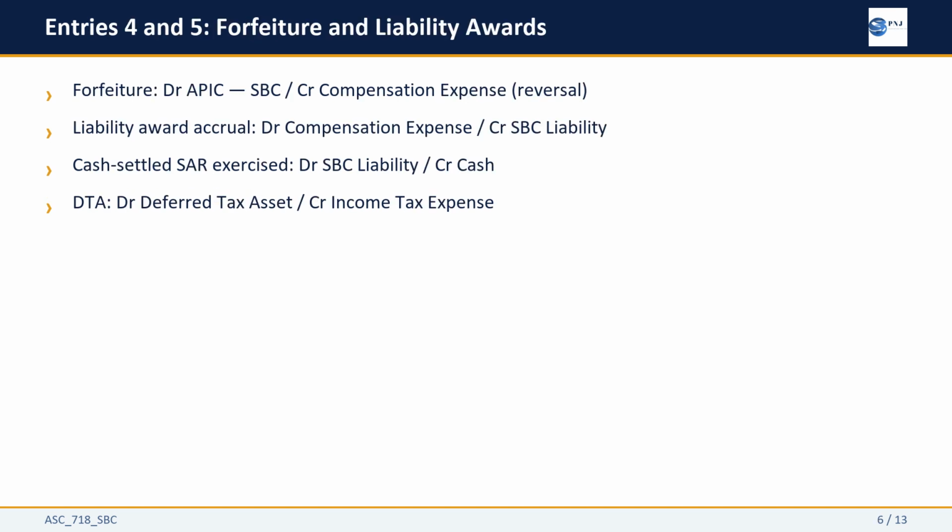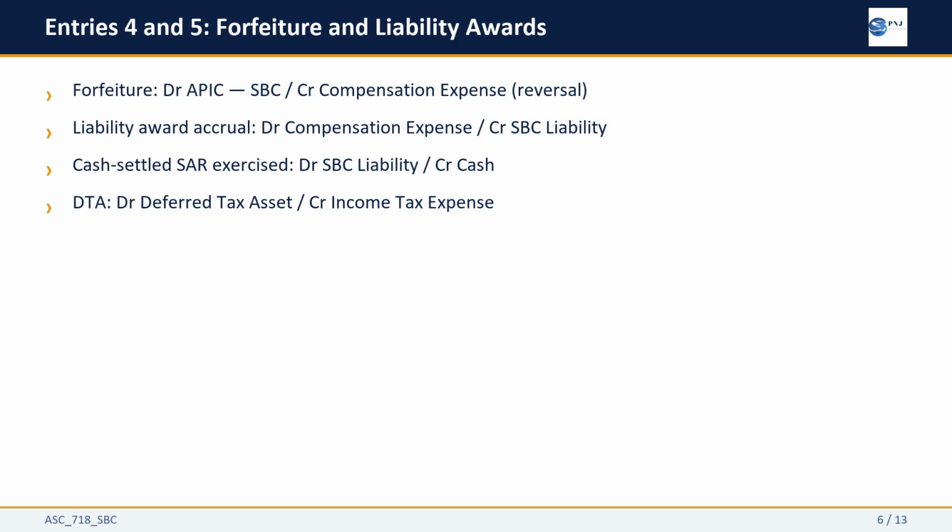4 more entries complete the picture. A forfeiture reversal credits compensation expense, reducing the expense line, and debits APIC-SBC to remove the balance that accumulated for that employee. For liability-classified awards, every quarter you debit compensation expense and credit the SBC liability account, increasing it to reflect the current remeasured fair value. When a cash-settled SAR is exercised, the liability goes to 0 and cash goes out. Debit the SBC liability, credit cash.